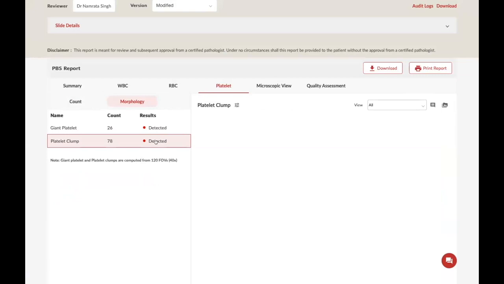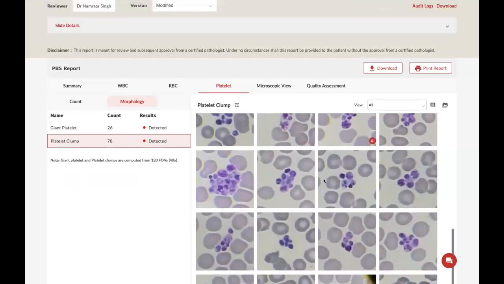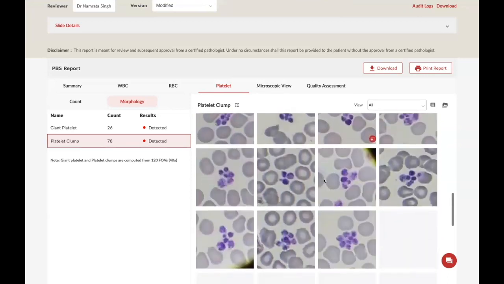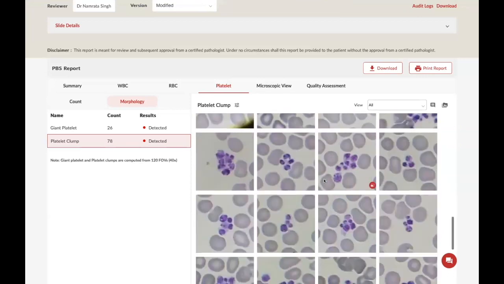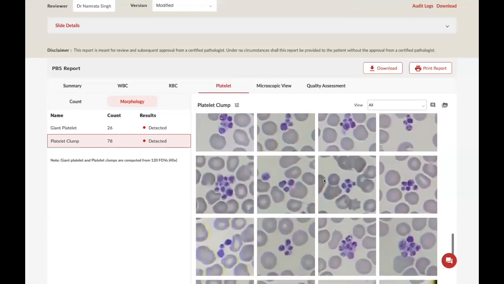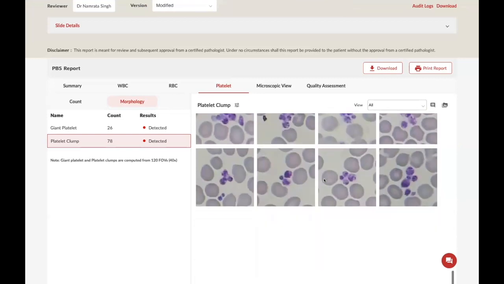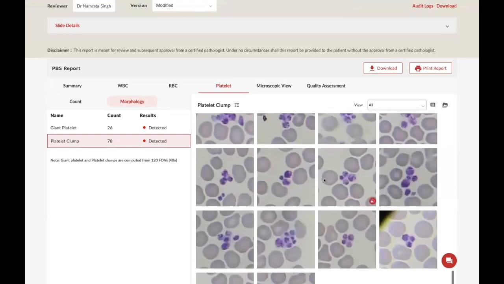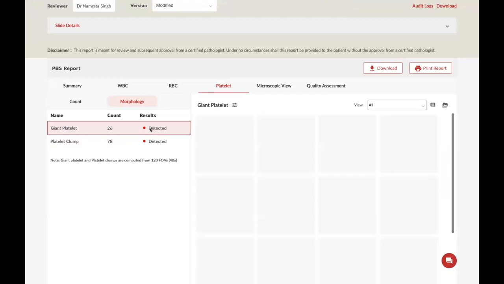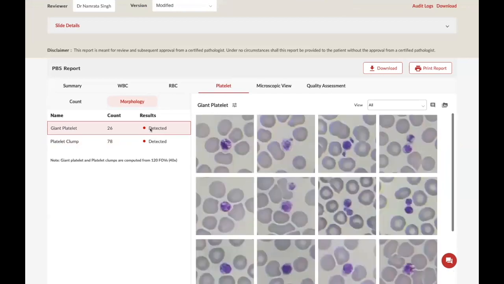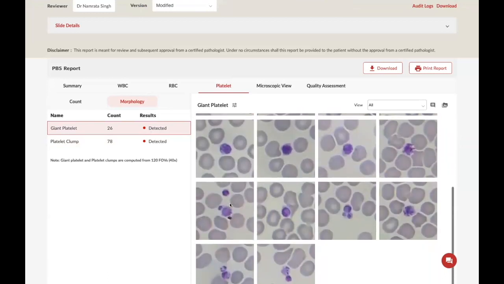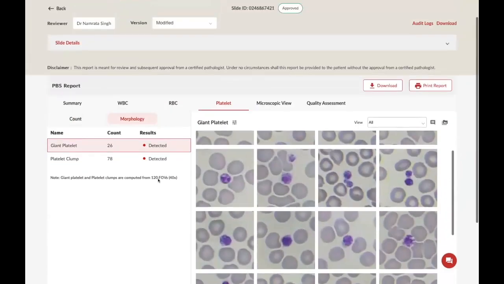It gives you visual evidence along with it. These are the visual evidences, as you can see, with a simple scroll mechanism. You can see how sensitive the AI is to pick up the platelet clumps and showcase them to the pathologist. So then you know that it is a case of spurious thrombocytopenia. And here are the giant platelets as well. The macro and giant platelets are all in one bucket. I think you would agree with me that these are the giant platelets.